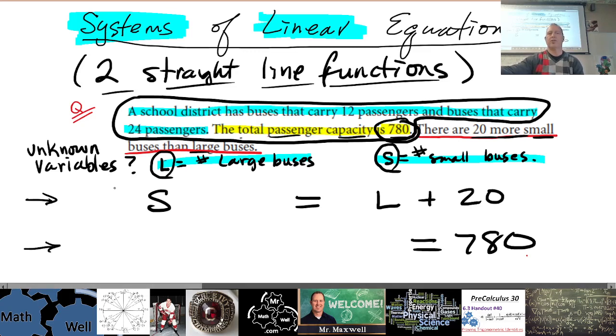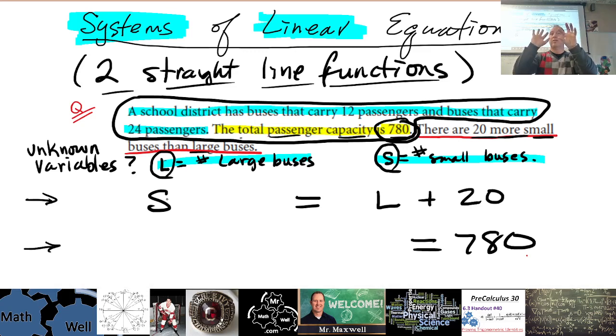Okay, so S is the small bus. What makes it a small bus? It has less people. How many people can fit on each small bus? 12. So if I have a certain number of small buses, the number of people that will fit on small buses would be 12 times S.